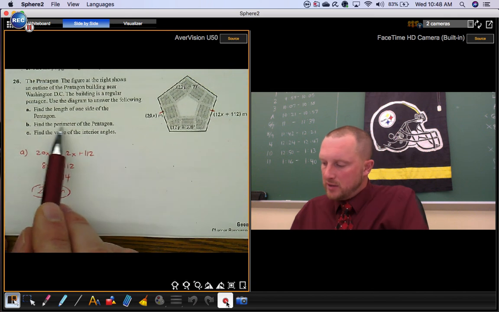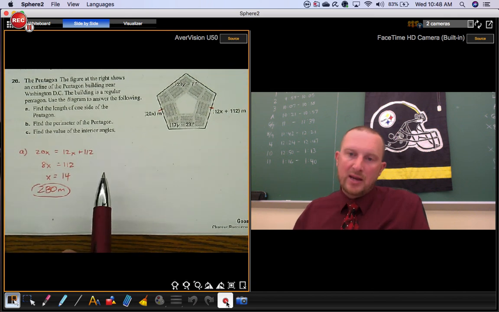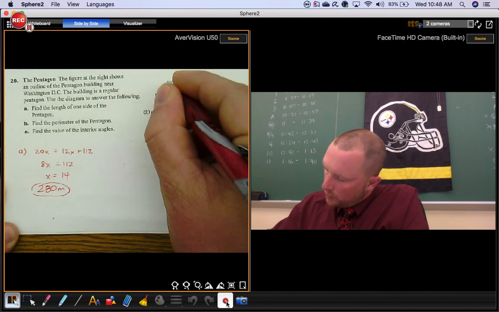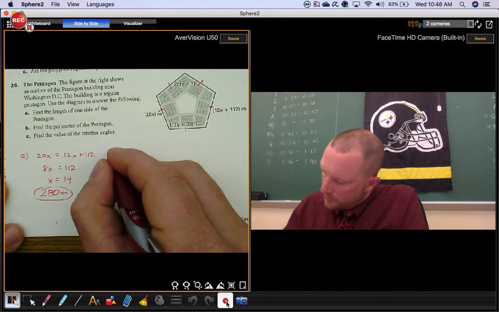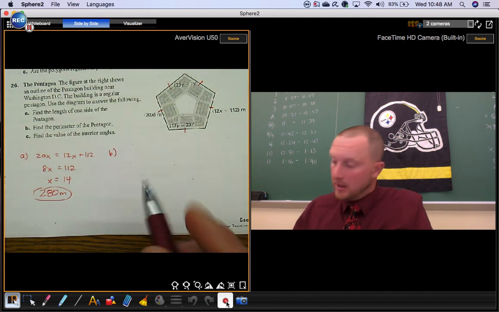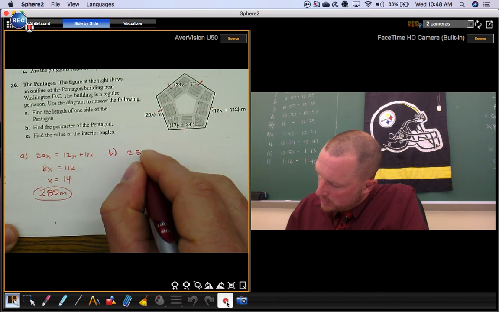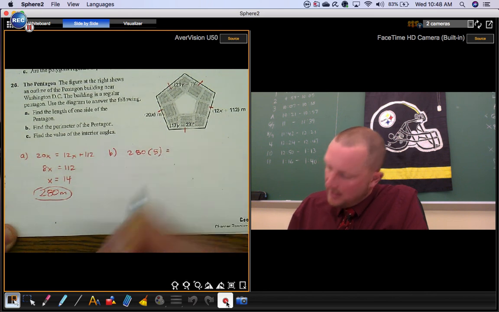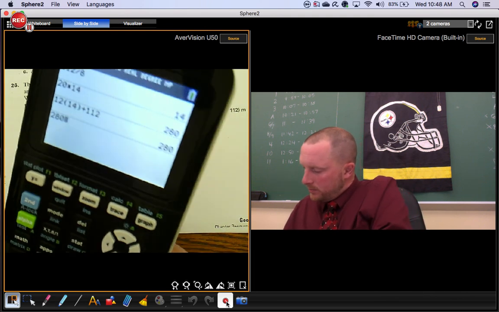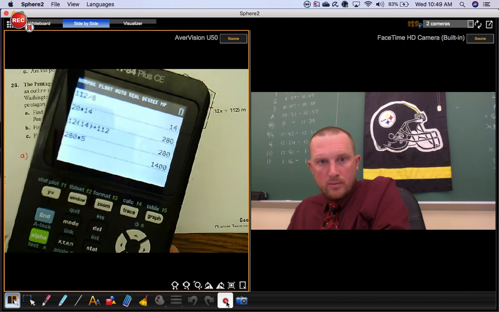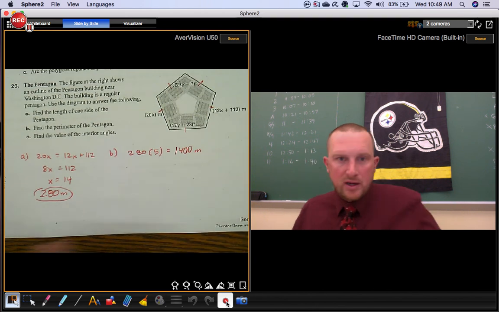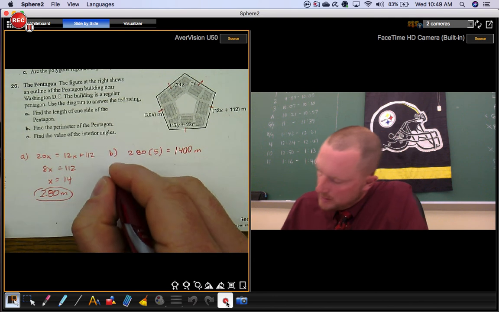Part B now asks you for the perimeter of the pentagon, which we've kind of been building up to this whole time. It's regular. So if one side is 280, all 5 sides are 280 each. So together, you got 5 sides at 280. That's how you find perimeter. 1,400 meters. That's your perimeter of the pentagon.